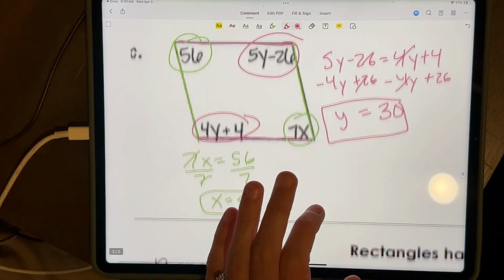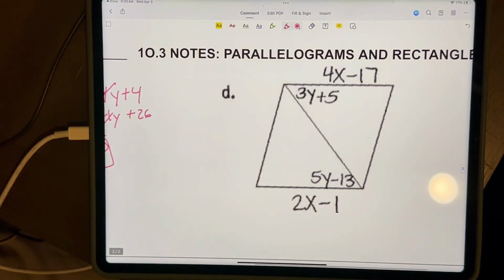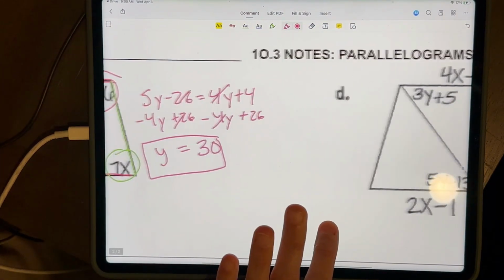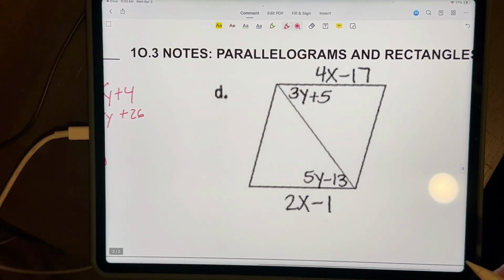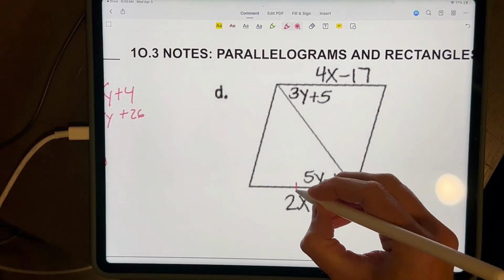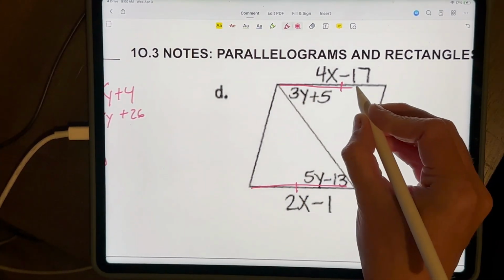All right, let's see what else we have. All right, the x's should be pretty easy to solve for here. Hopefully everybody's done with that piece. I'm sure you are. Okay, the x's should be pretty easy to solve for. Again, these are parallelograms, so these pieces have to be congruent.